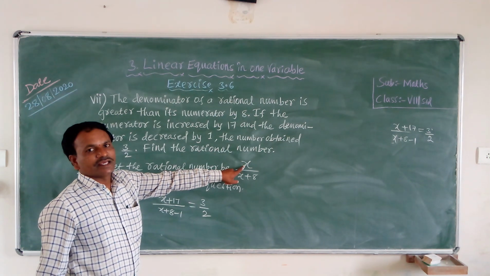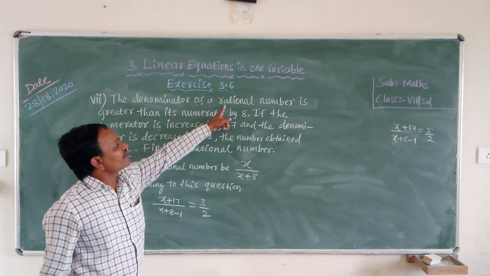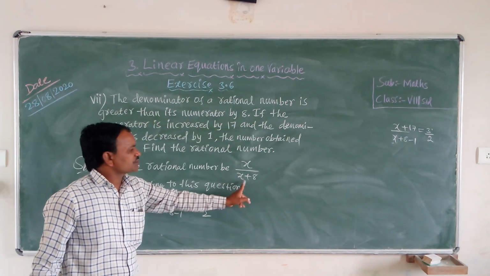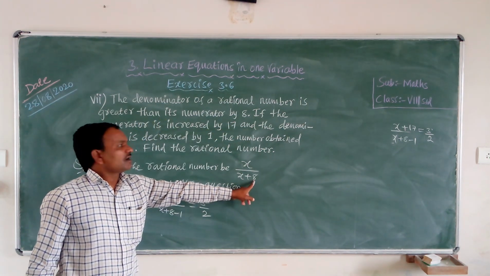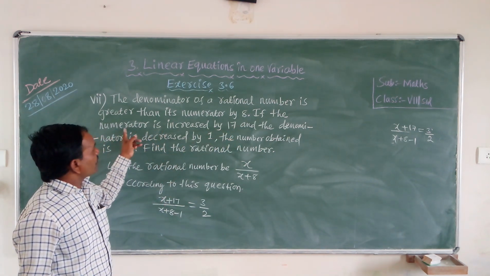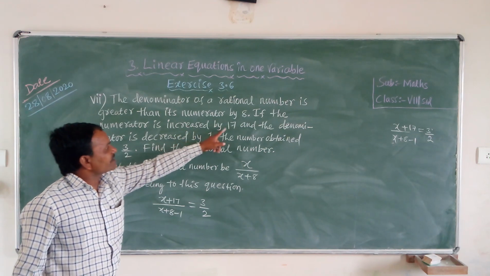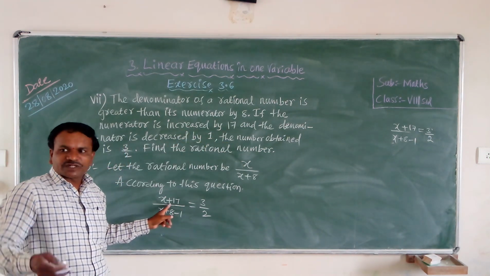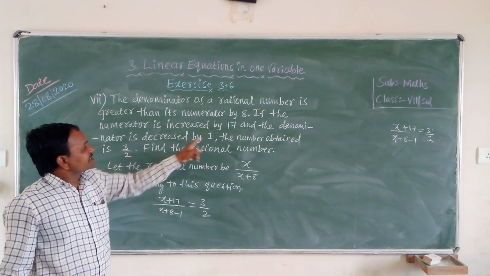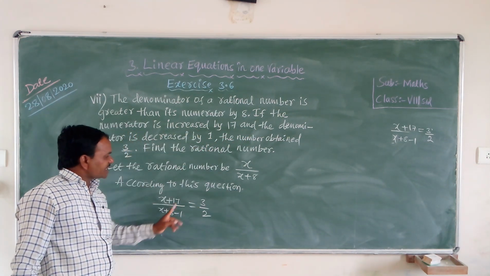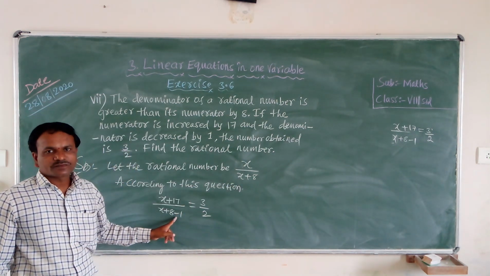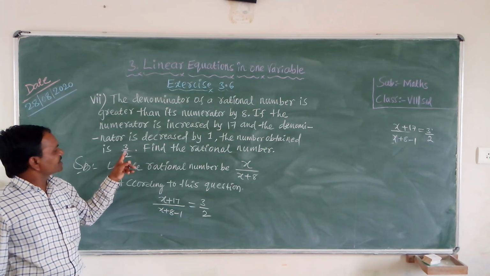The denominator of the rational number is greater by 8, so x plus 8. According to this statement, the numerator is increased by 17, so plus 17, and the denominator x plus 8 is decreased by 1, so minus 1. This is equal to the obtained result, 3 by 2.